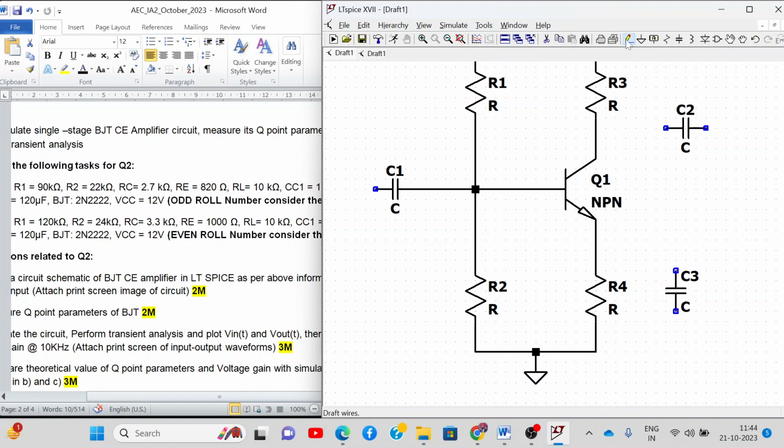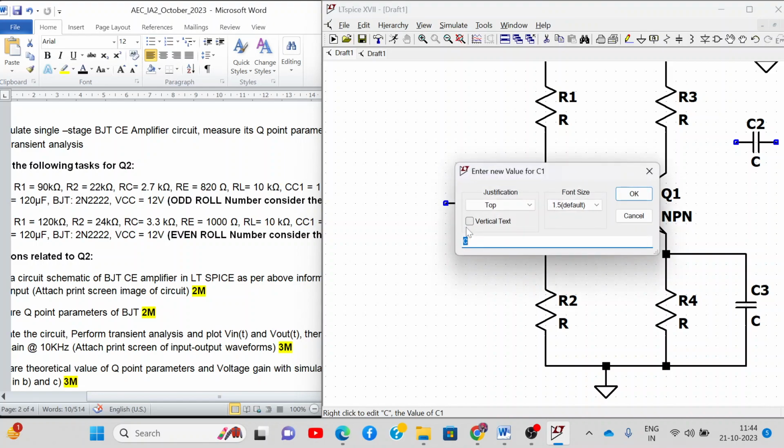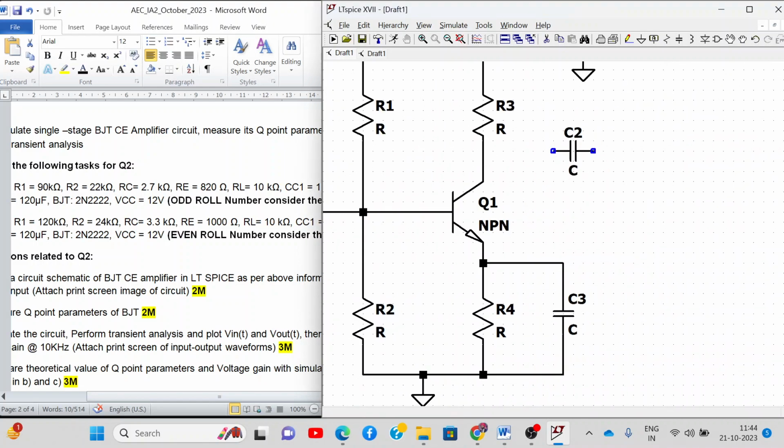Okay. Here I'll join with this. Now, if the value of the capacitor is less than around 1 microfarad, then you select as it is. So let's say this is 1 microfarad. So don't do anything. This is 1 microfarad, let's say, as it is.